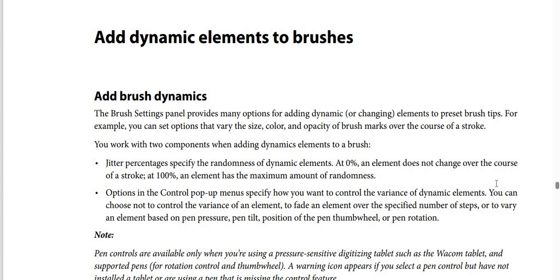The brush setting panel, by the way, provides many options for adding dynamic or changing elements to preset brush types. For example, you can set options that vary the size and color and opacity of brush marks over the course of a stroke. And you work with two components when adding dynamic elements to a brush.